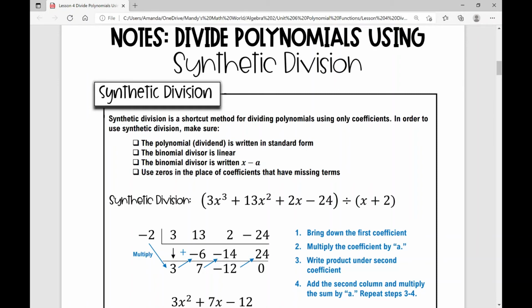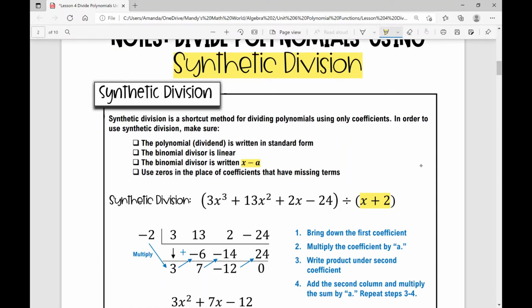Today we're going to be dividing polynomials using synthetic division. So we've already divided polynomials using polynomial long division, and I'm going to show you this very quick method to divide polynomials that are written in the form x minus a. Just like this, x plus 2, so there is not a coefficient other than 1 for this binomial.